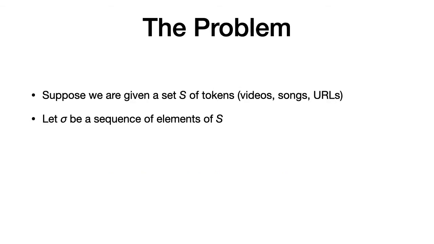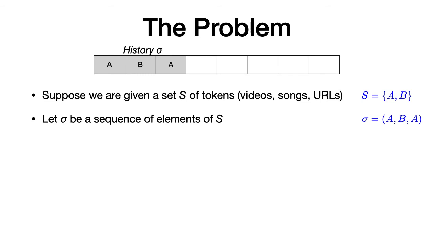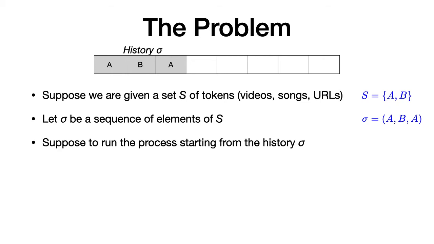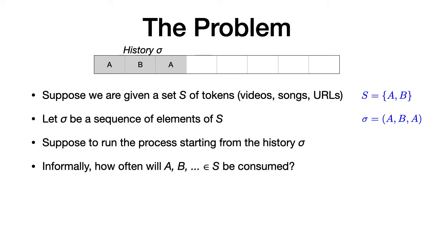Now we'll be defining precisely the problem that we aim to solve. Suppose that we're given a set S of tokens, videos, songs, or URLs, and let sigma be a sequence of the elements from this set. So maybe the set contains tokens A and B, and sigma is composed of A, B, and A. Then this ABA will make up the history from which the process will be run. Then we start the process starting from that history sigma, and the type of question we ask is, how often will each of the tokens from the set be consumed by this random user?